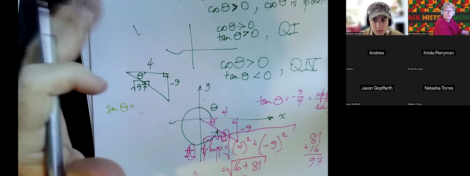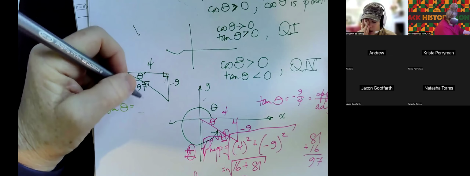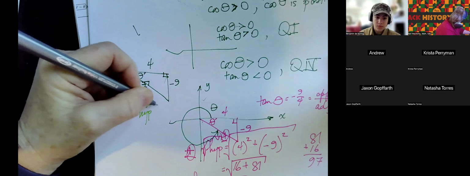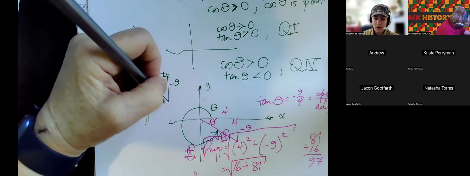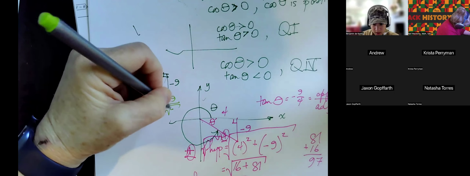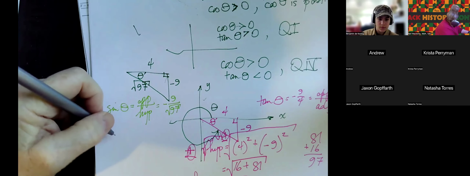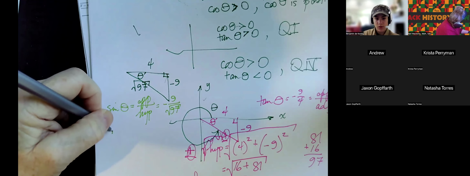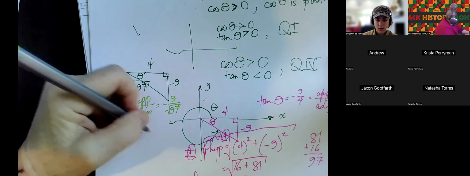remind me of the right triangle definition for sine. Opposite over hypotenuse. Beautiful. So the sine will be? -9 over square root of 97. Beautiful. And what goes with sine? Cosecant. Good. Good catch.